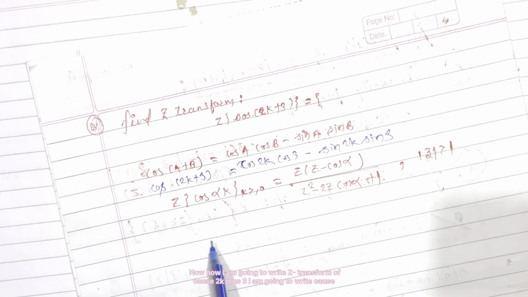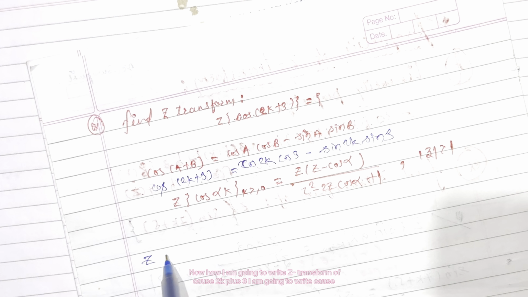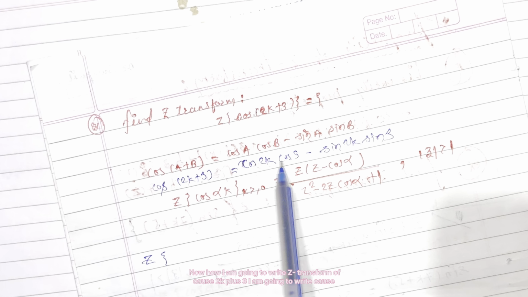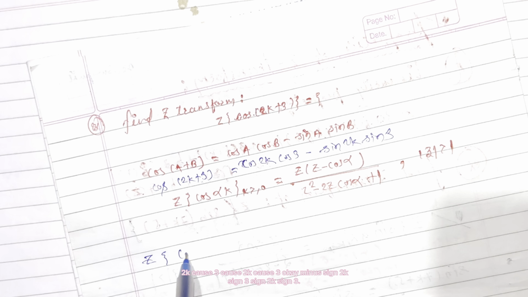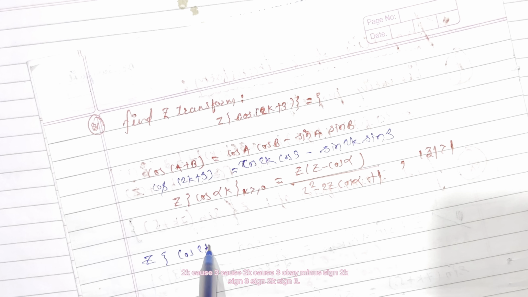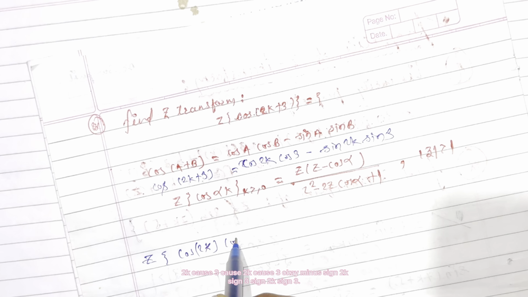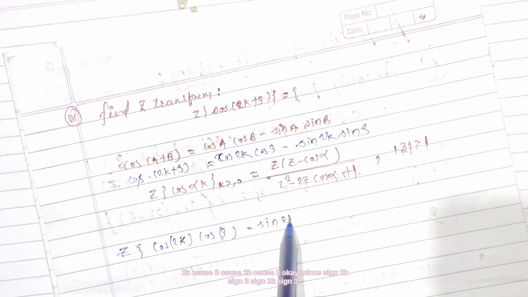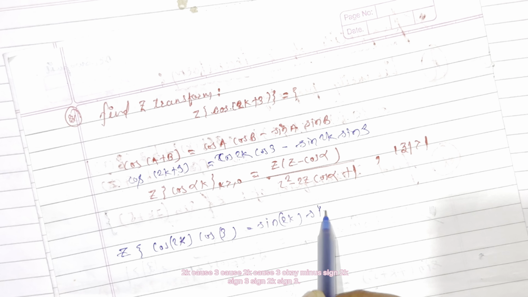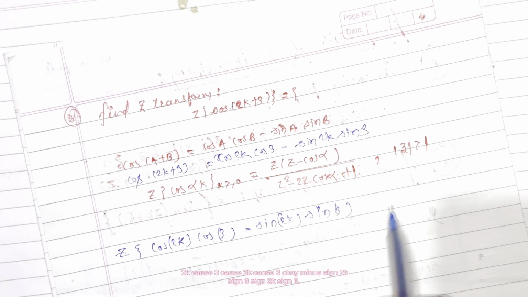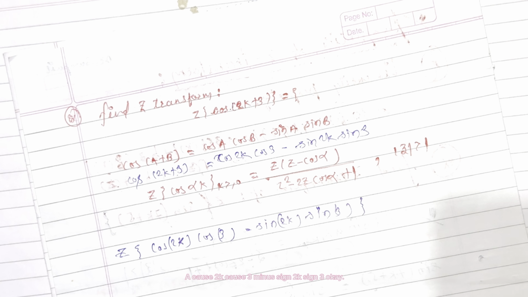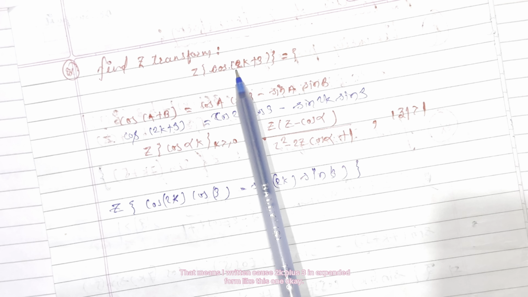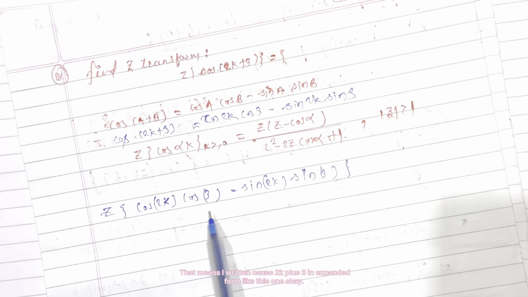Now how am I going to write the Z transform of cos(2k + 3)? I am going to write the Z transform of cos 2k cos 3 minus sin 2k sin 3. This one is our required Z transform. That means I have written cos(2k + 3) in expanded form like this.